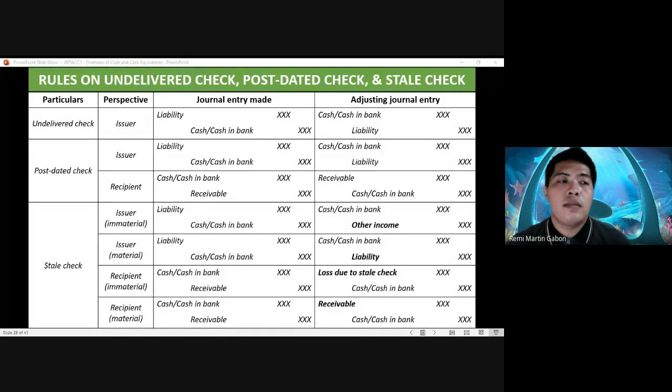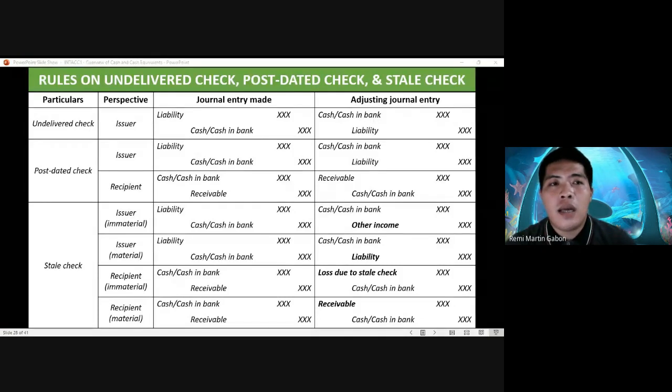Okay? Next, on the part of the recipient, this time we received the check. So on that part, our journal entry made is to debit cash or cash in bank and credit receivable, thinking that we have received a cash because of the receipt of the check. Di ba sir sabi mo before kapag check automatic cash, bakit yan yung mga undelivered, post-dated at stale check?